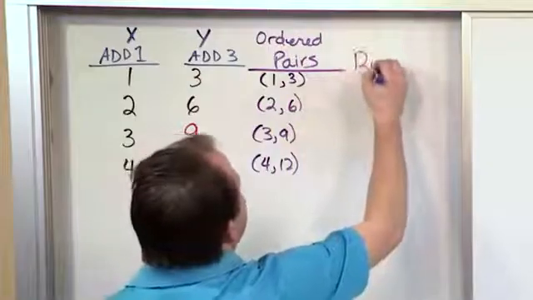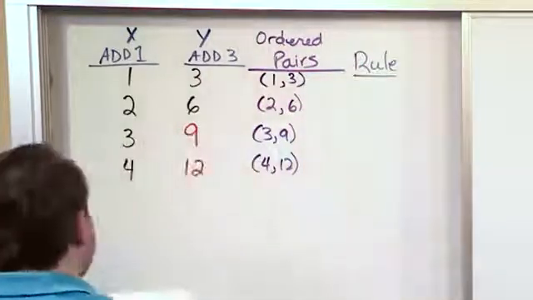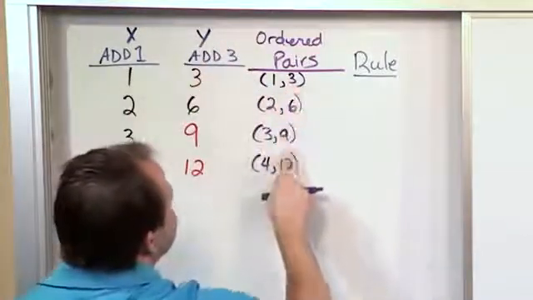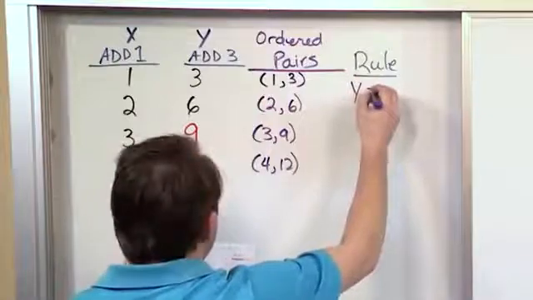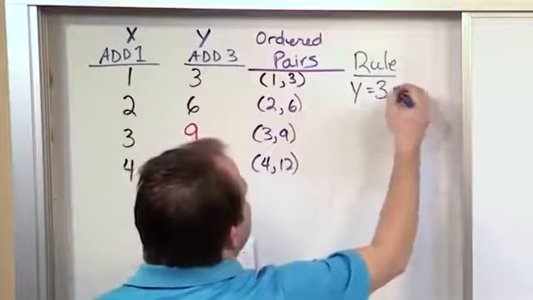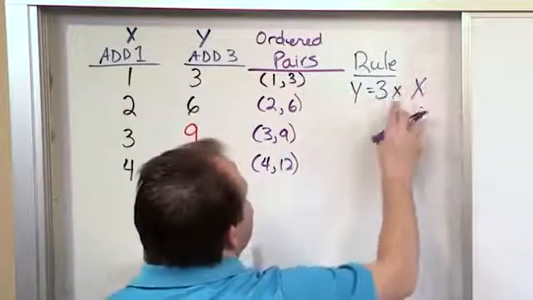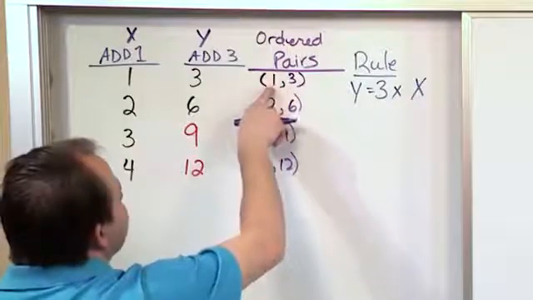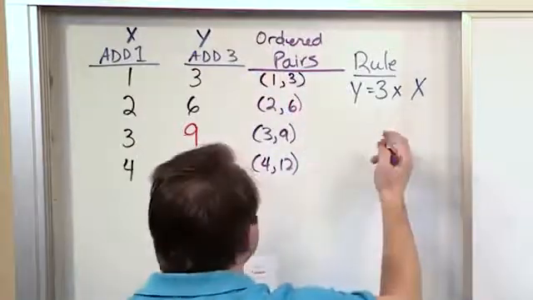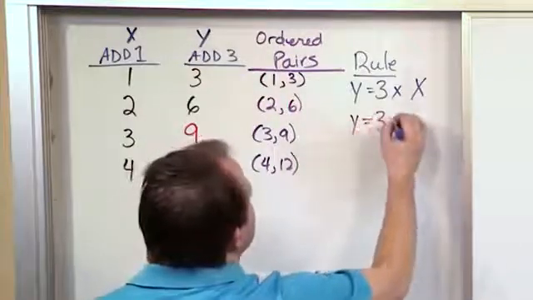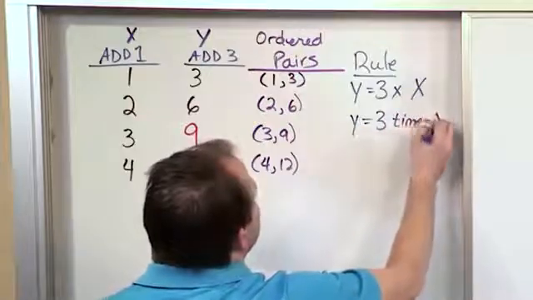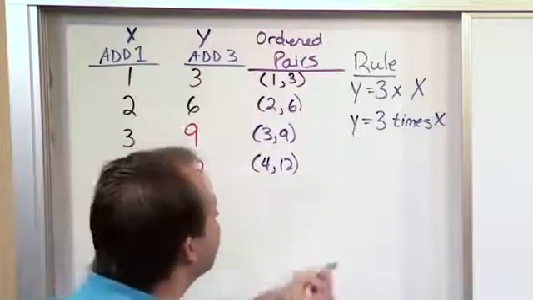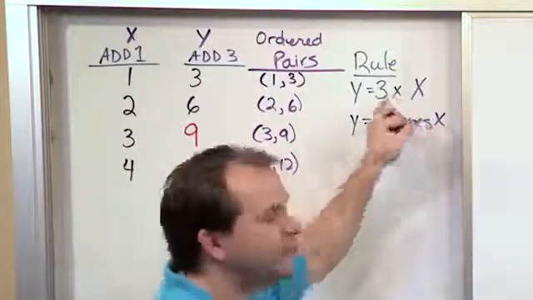So the rule that we're after here is that y, which is the second column, the second set of numbers, was equal to 3 times x. So the number in this column was equal to 3 times the first column. That's all it really means here. If you want to write it in words, it would be 3 times x. Now you see there's a real problem here. Whenever we're using x and y to label columns like this, it's a little confusing to have multiplication with an x.